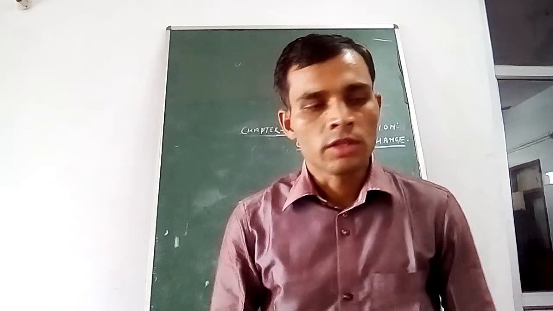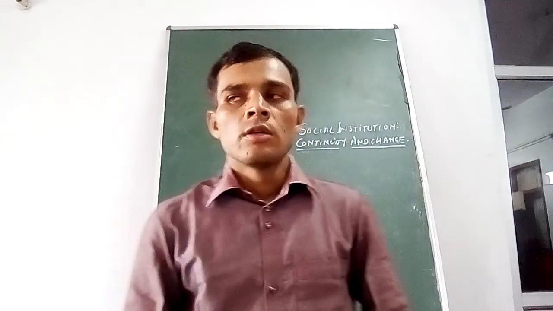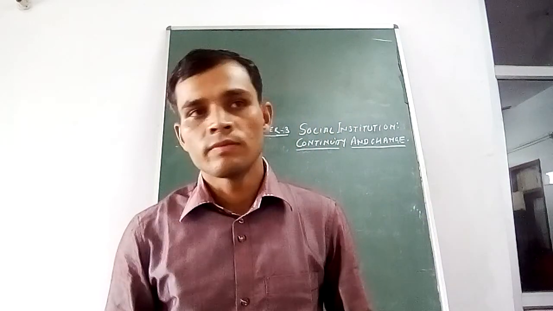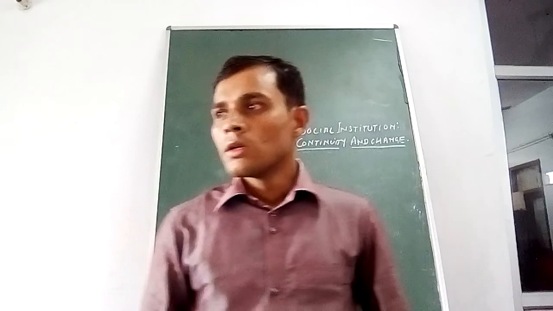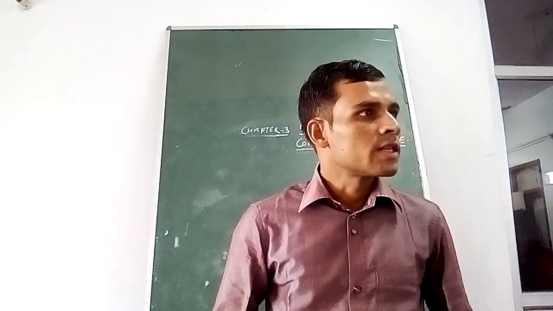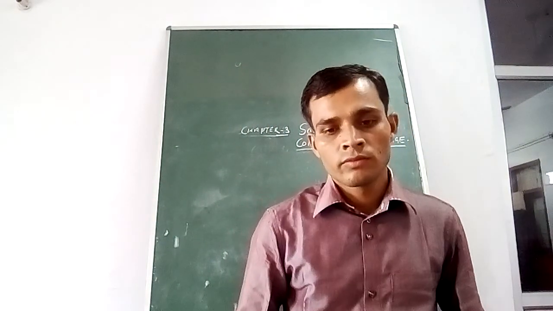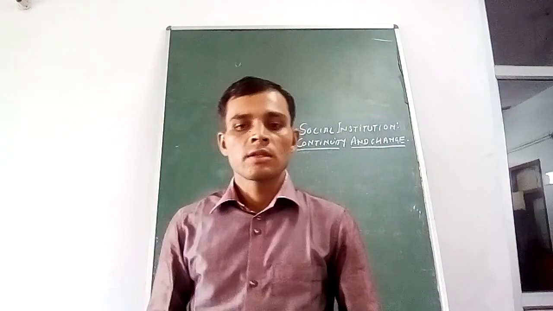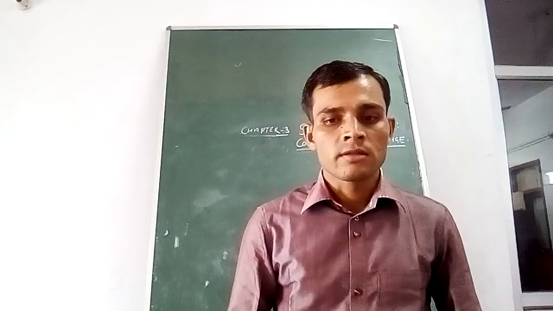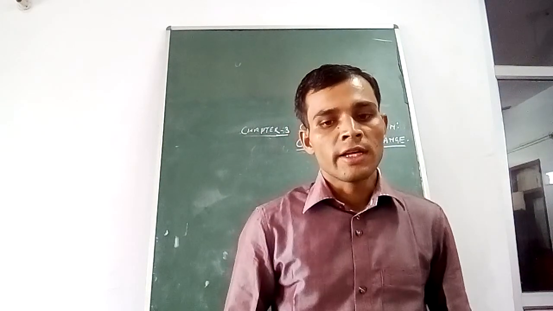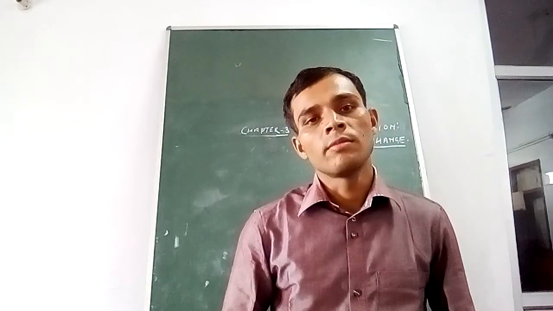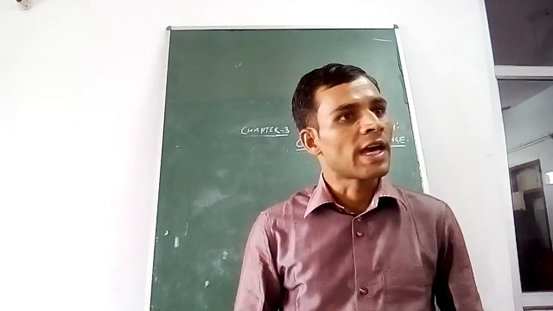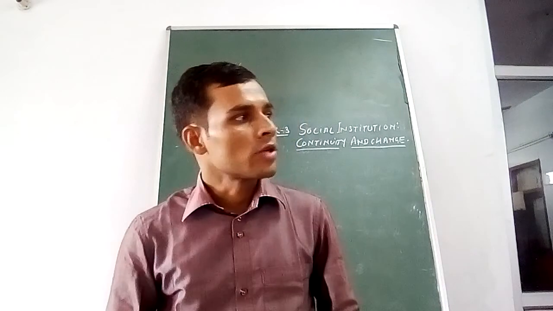So I will discuss chapter number 3 of sociology, social institutions. What do you understand about the social institution? So, three major customs that are central to Indian society, namely caste, tribe and family. These are the social institutions which carry societies forward.